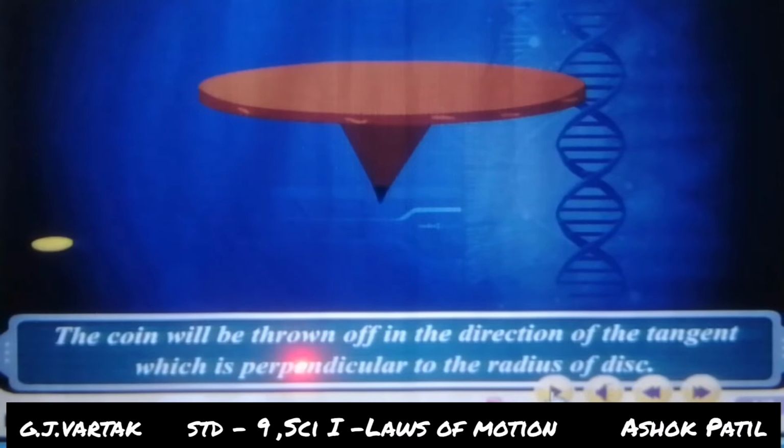The coin will be thrown off in the direction of the tangent. This is the tangent. A tangent is a line that touches the circle from outside at a single point. Here is the tangent. This is the line passing through the circumference and touching one point of the circle. That point is called the point of tangency. The coin will be thrown off in the direction of the tangent, which is perpendicular to the radius of the disc. Write down this sentence.